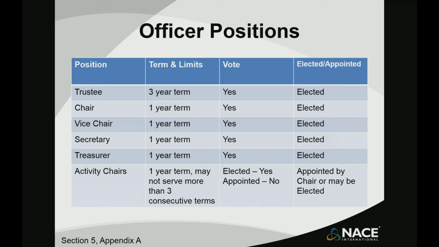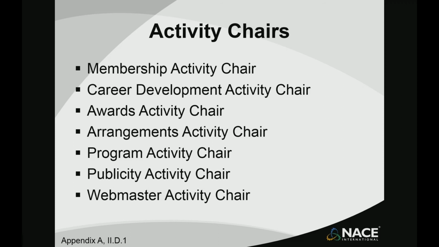As far as the governing positions, the trustee, chair, vice chair, secretary, and treasurer all get a vote, as these are elected positions. The activity chairs can either be elected or appointed. If the chairs are appointed, they are non-voting members. These are the activity chairs that are defined in the section's operating manual: membership, career development, awards, arrangements, program, publicity, and webmaster. The duties of all section officers and chairs are defined in Appendix A of the section's operating manual. You can have all of these, none, some, whatever works best for your particular section.